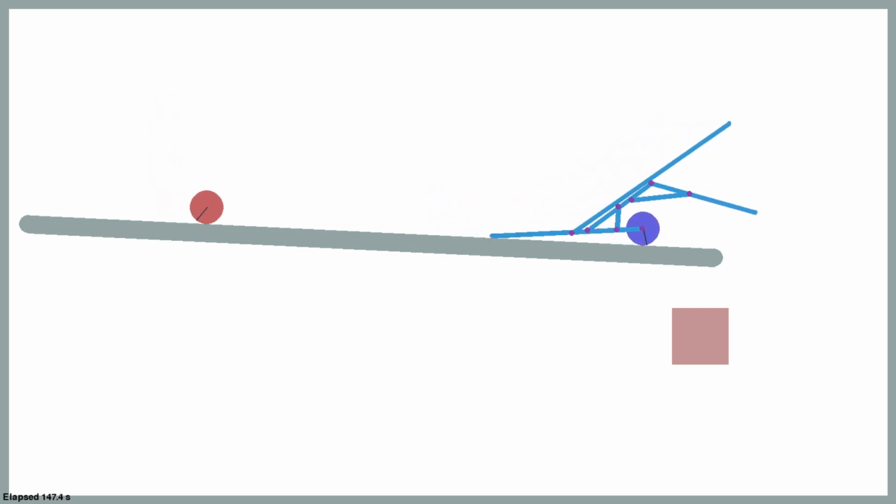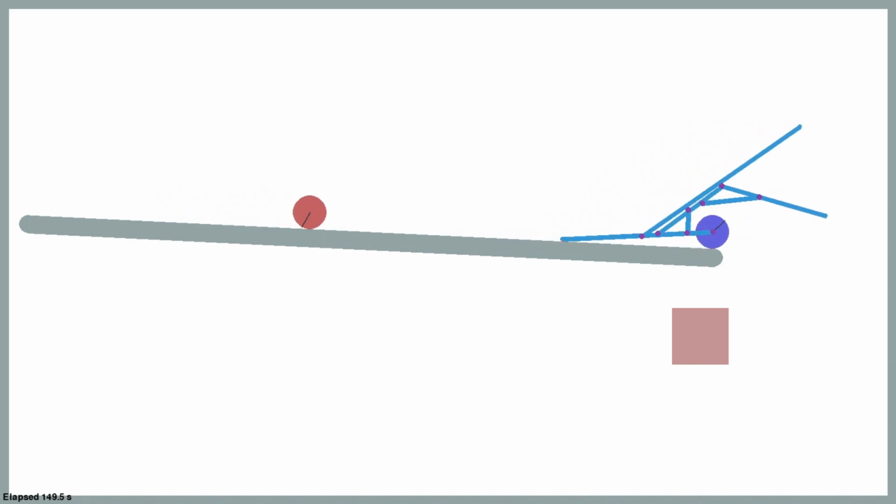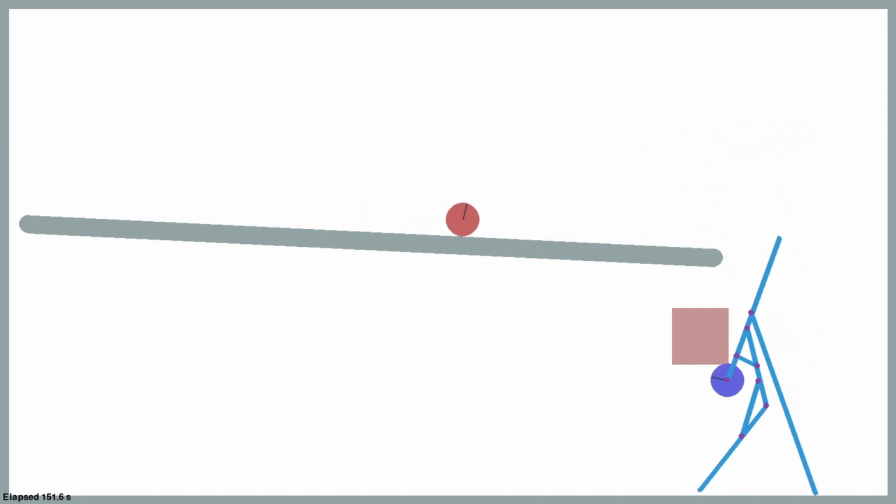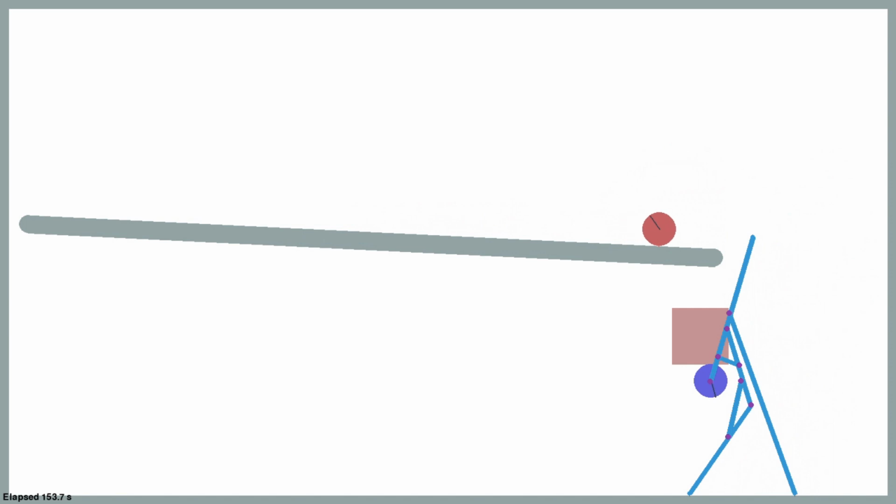This one is kind of interesting, but it does show a weakness that I have in the simulation, where a pin can only connect two members but not any more. So I have to make some of the shapes out of these extra triangles.